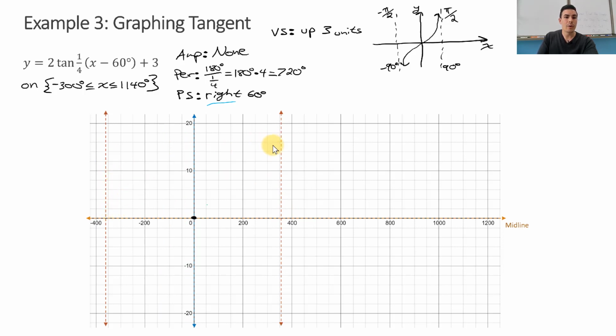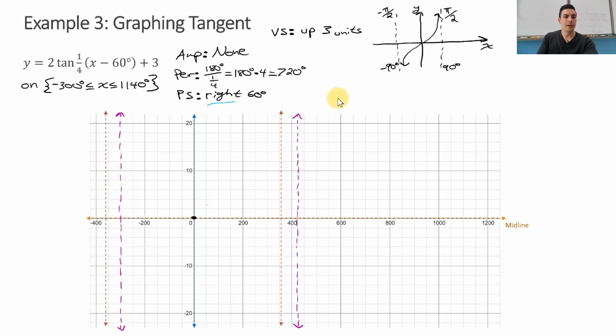But now we have this phase shift. So at this point, we can take into account this phase shift. You've got a phase shift of 60 degrees to the right. So I'm going to take each one of these vertical asymptotes, and I'm just going to shift them 60 degrees to the right. So now they're here and here at about 420 degrees and negative 300 degrees.